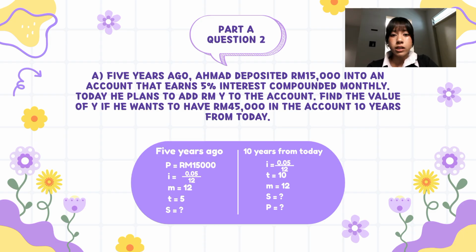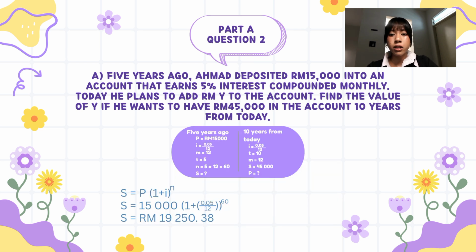The principal is 15,000 ringgit. The i is equals to 0.05 over 12. The m is 12 because it is compounded monthly. The t is 5 years. And then for the details for the 10 years after from today, we will change t to 10 years, and everything else is the same. We will use the formula S equals to P bracket 1 plus i bracket to the power of n. We will get the value of S, which is 19,250.38 cents.